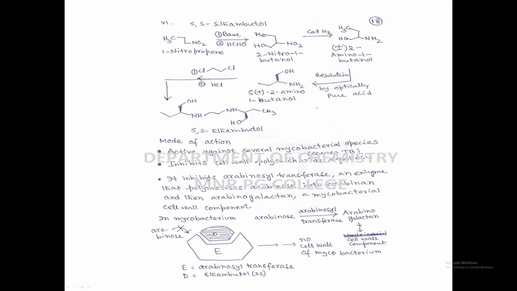Now it is an example of an enzyme inhibitor, and in this case the name of the enzyme is arabinosyl transferase. This arabinosyl transferase is an enzyme which helps the polymerization of arabinose into arabinan, and then arabinan gets converted into arabinogalactan. So this arabinogalactan is a cell wall component of mycobacteria. This mycobacteria is responsible for tuberculosis if it comes inside the human body.